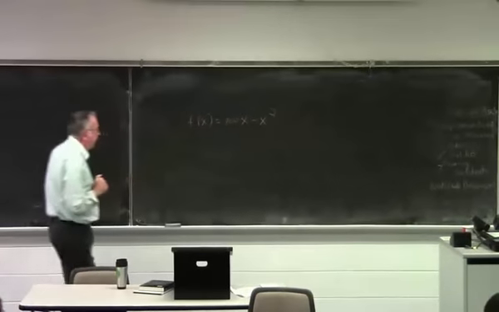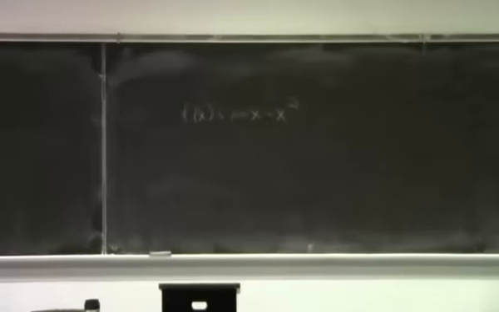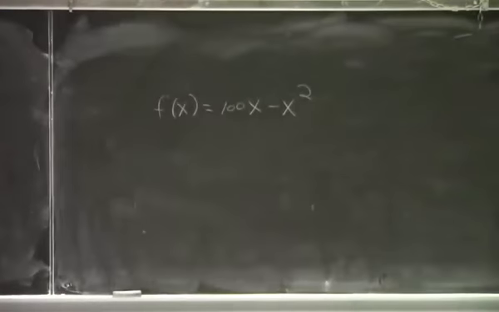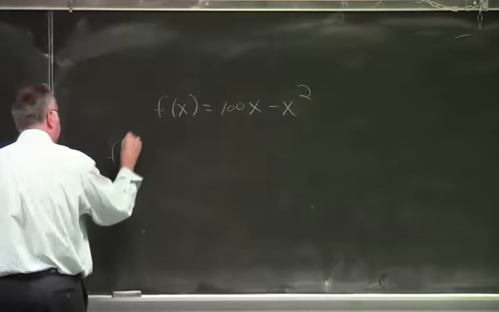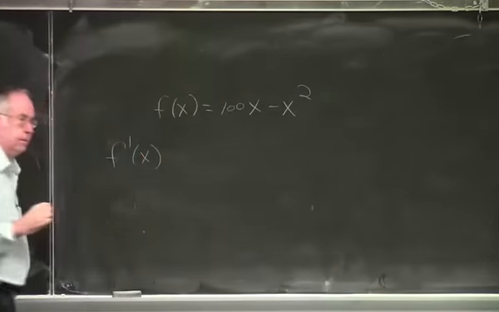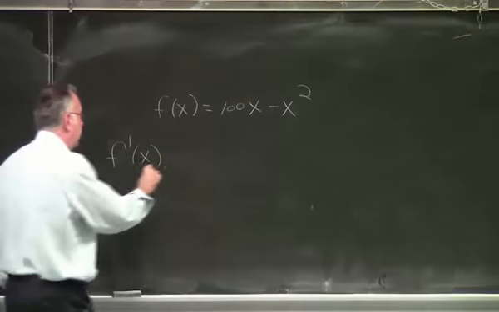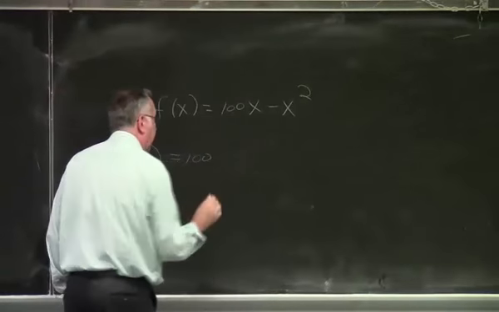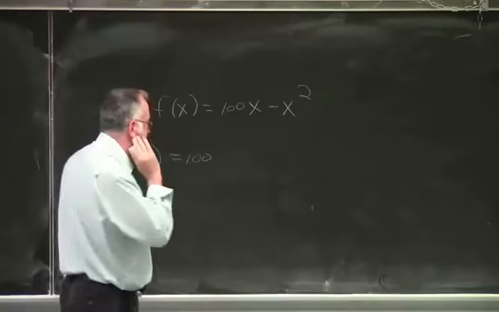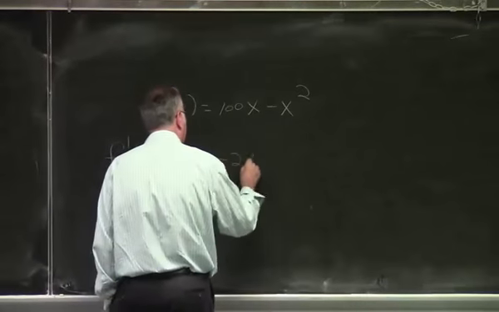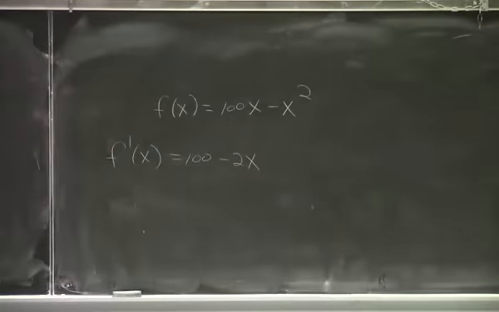Okay, 100x minus x squared. What's the first derivative? 100 minus 2x. Okay, that's the first derivative.